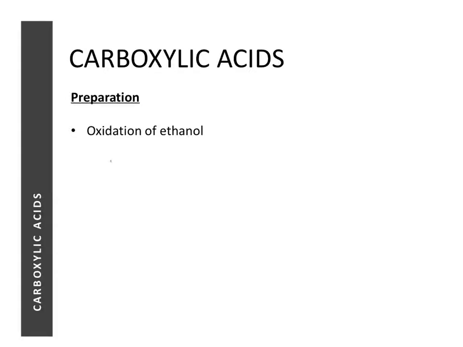Okay, so when you oxidize ethanol, there are two ways that we can do it. We can use acidified potassium manganate(VII). Okay, and then you heat it or you warm it. So what will happen is that your ethanol will be oxidized to acid and water.